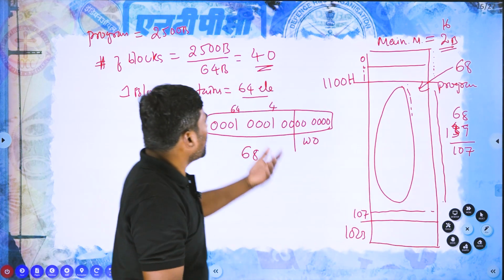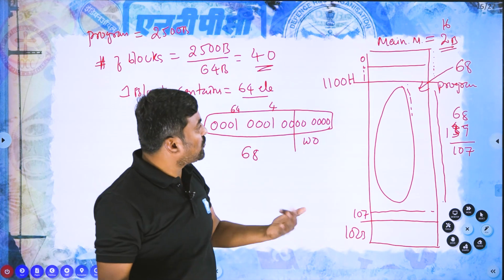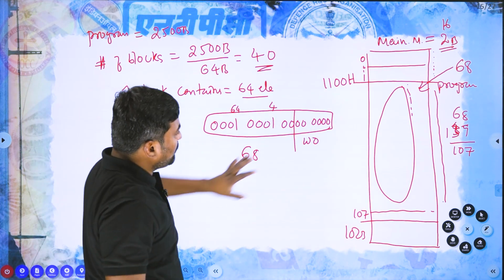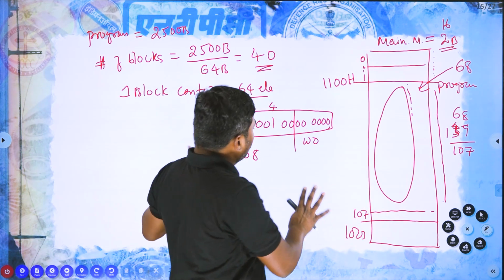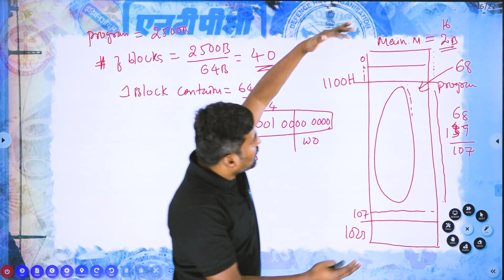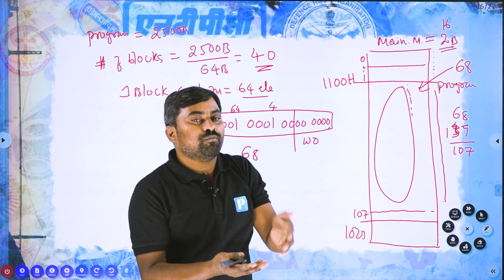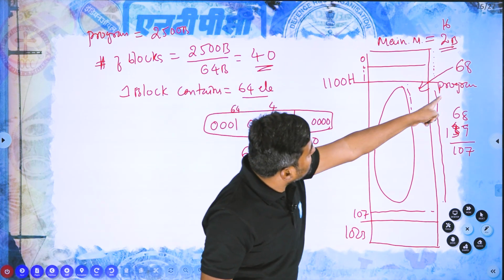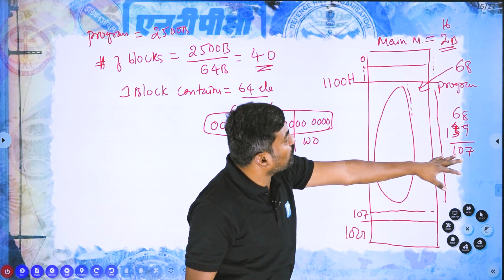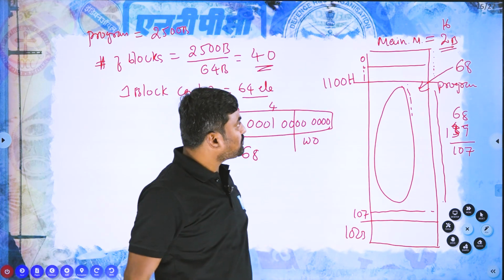But this is not required. You can consider from 0 onwards also. There is no harm, because wherever you start, that is going to be mapped only, right? But from the given data, we have to understand that total main memory contains 1024 blocks. My program has been placed from block number 68 onwards. It is going to occupy the next 40. 68 plus 39, 107, is the total blocks occupied by my program. That we have to notice.